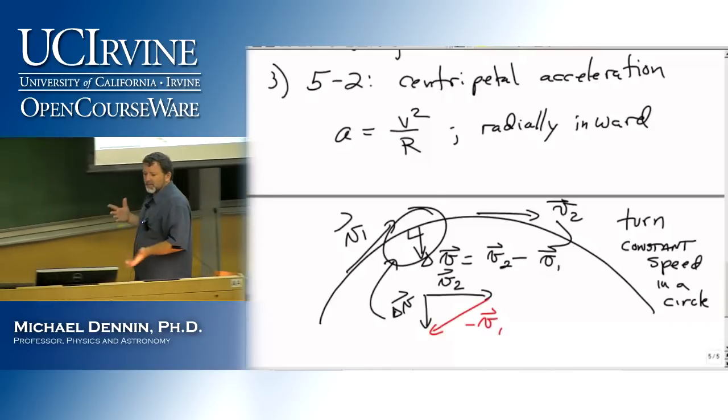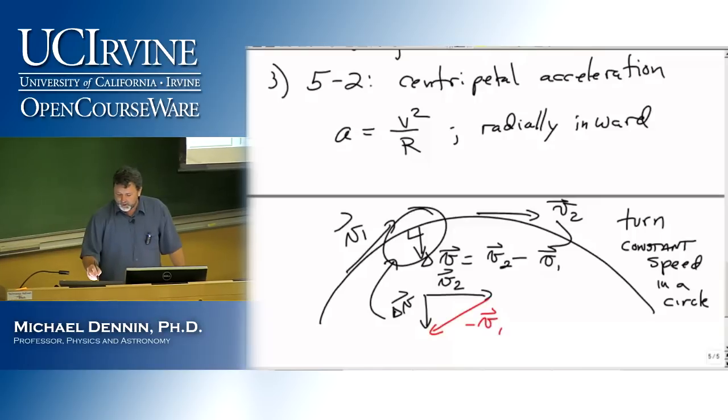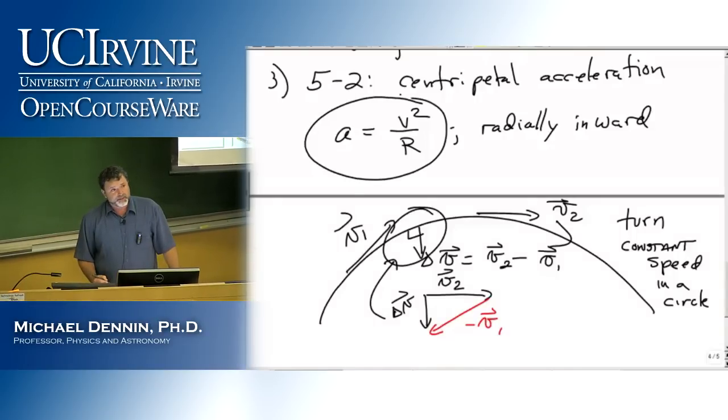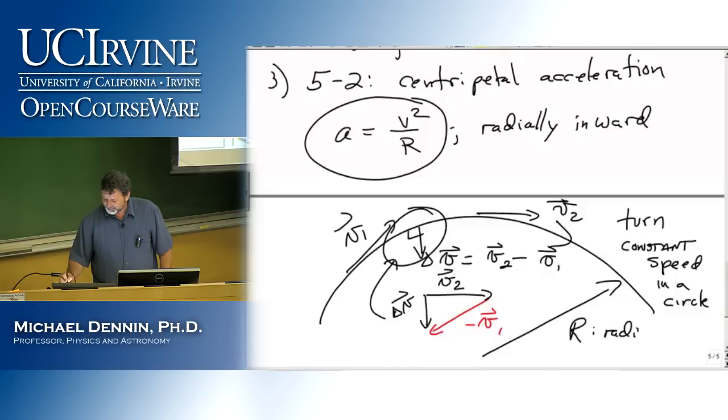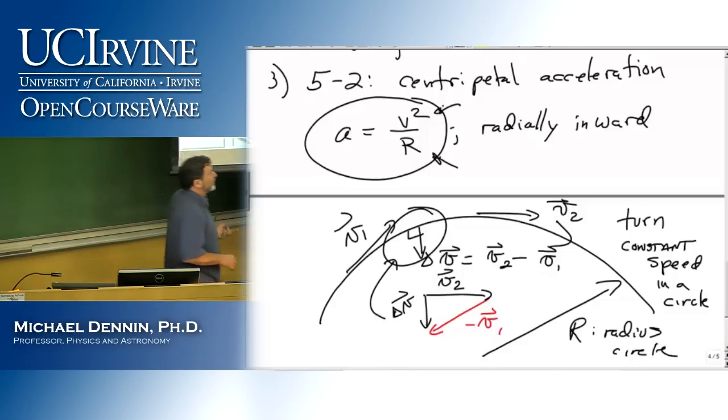Now, to get the magnitude, I'm not going to derive this formula. It's in the book. It uses the basic triangles and stuff. But you can find this change in velocity in some time, and you see that it has to do with the radius of the circle and the speed you go at. So the smaller the radius, the bigger the acceleration.